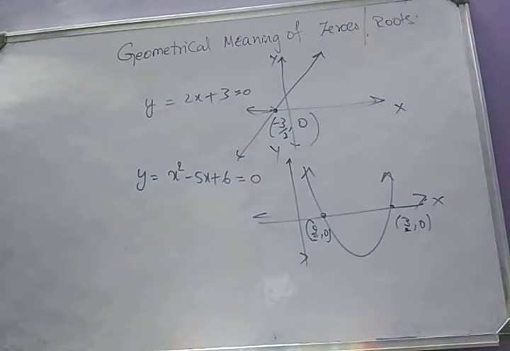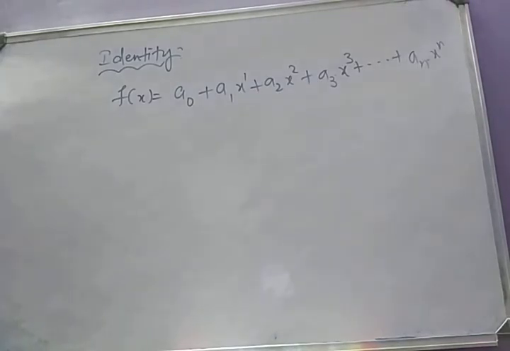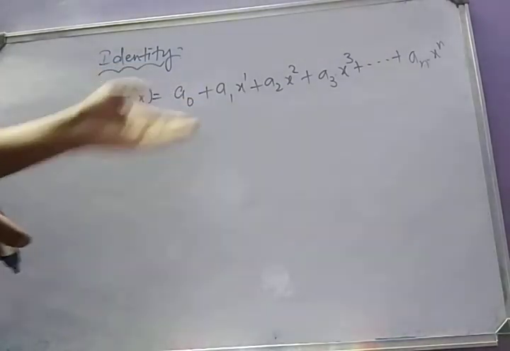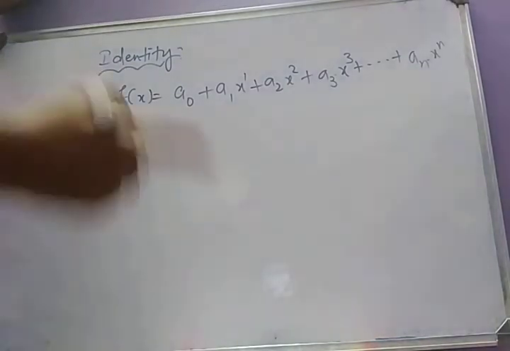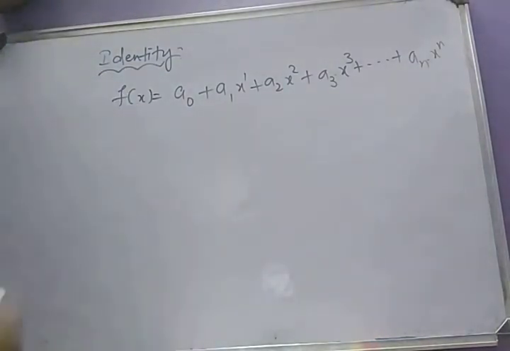So let us get into the last topic of the video, that is identity. Observe this polynomial in one variable of degree n. Can I always call this a polynomial? Not always. There is only one possibility where I can't call this a polynomial. What is that possibility?